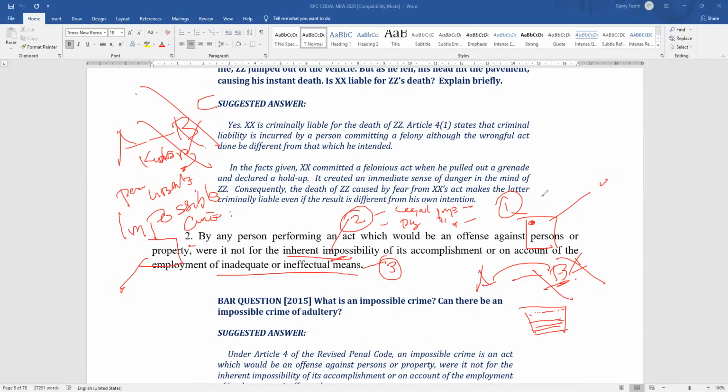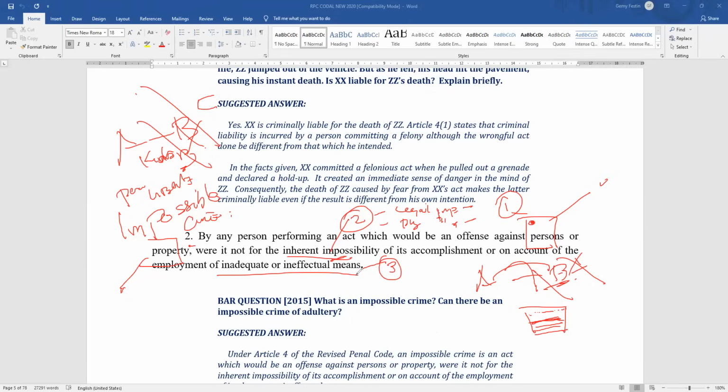Employment of ineffectual means. Naglagay siya ng substance. He all the while thought that it was poison, and yun pala, it was only sugar. So employment of ineffectual means. But A should know that it's a poison. If you knew it's only sugar, then impossible crime is not applicable.